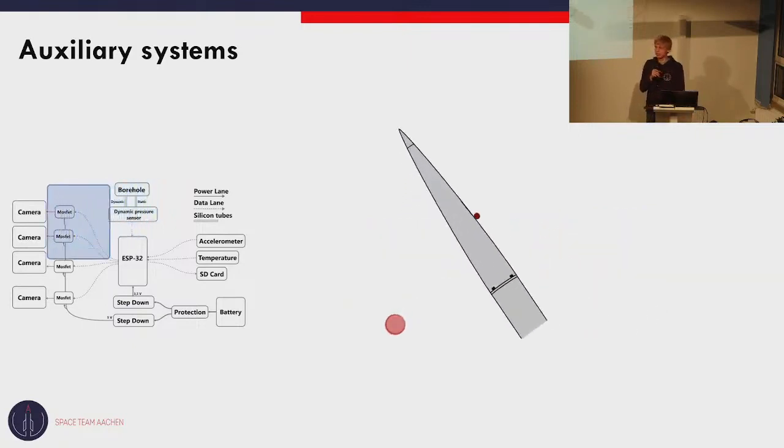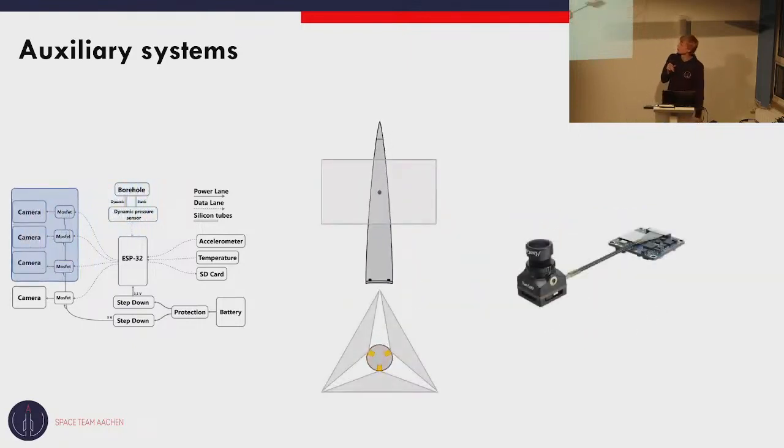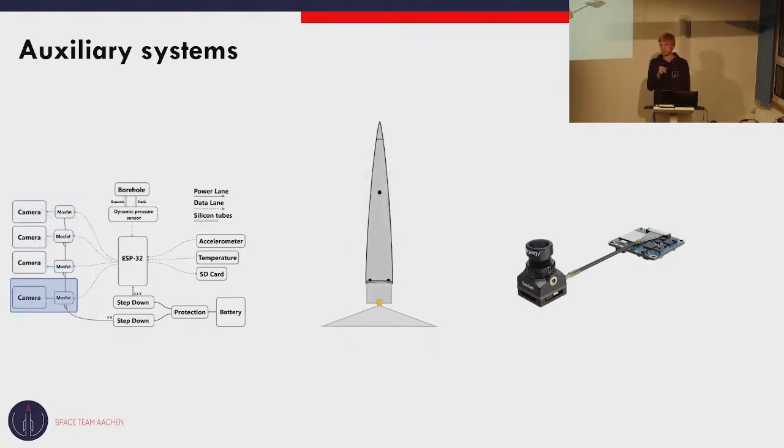Next up, we have the cameras. As mentioned, we have a total of 4 cameras. The first 3 are oriented in a way that we have a 360-degree view of the sky. And the last camera is oriented downwards in the separation, in the recovery bay, looking into the recovery bay, the recovery bucket.